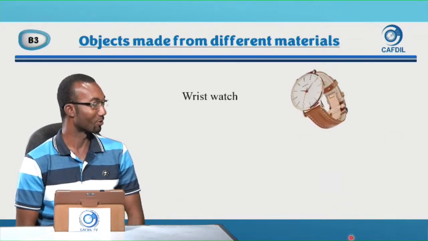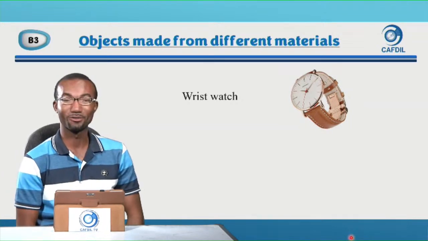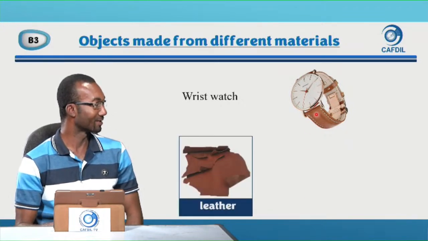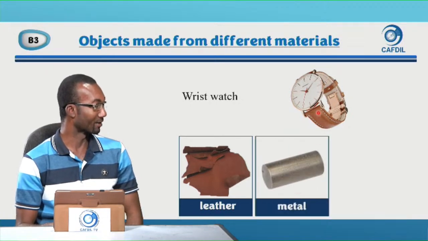Wristwatch. So my kids, what materials went into the making of this wristwatch? Good. We have leather. The strap of this wristwatch is made of leather. What other material do you see? You have metal. So you see that this portion and the small knob you see here that you use to set the time is made of metal. This also, there's a metal here that holds the leather belt to the watch.